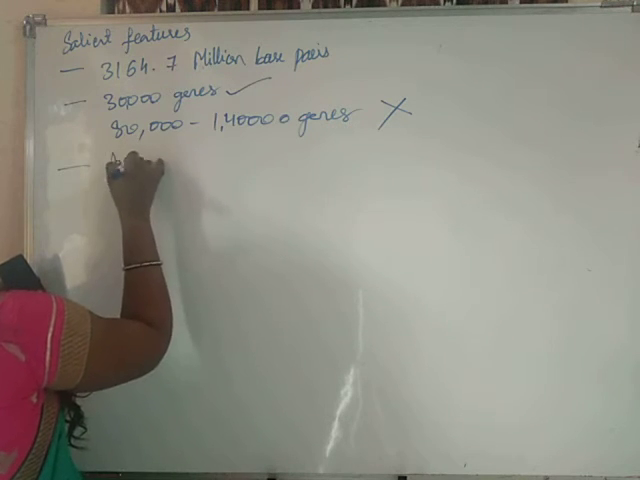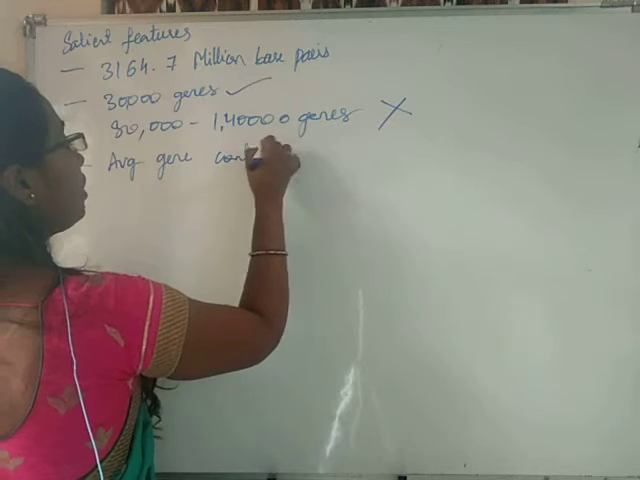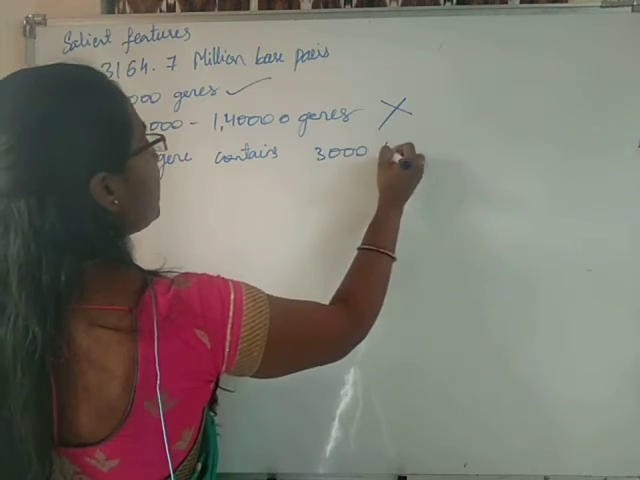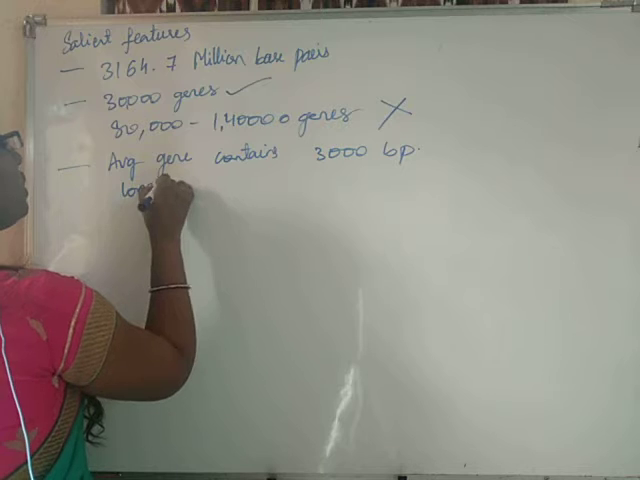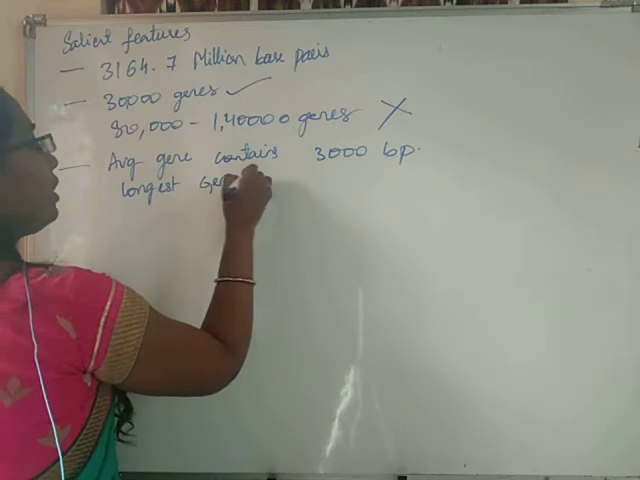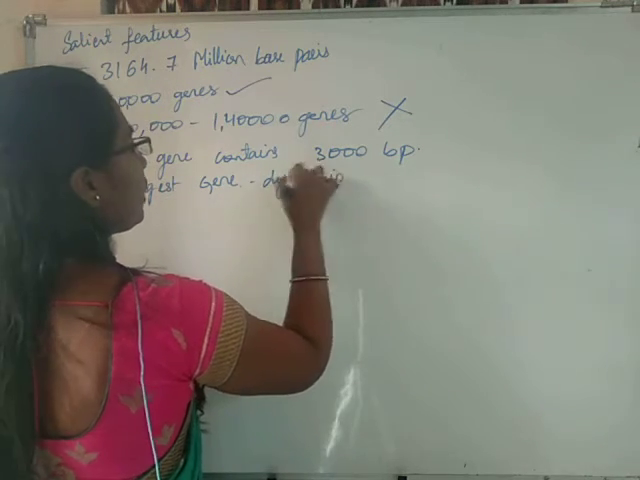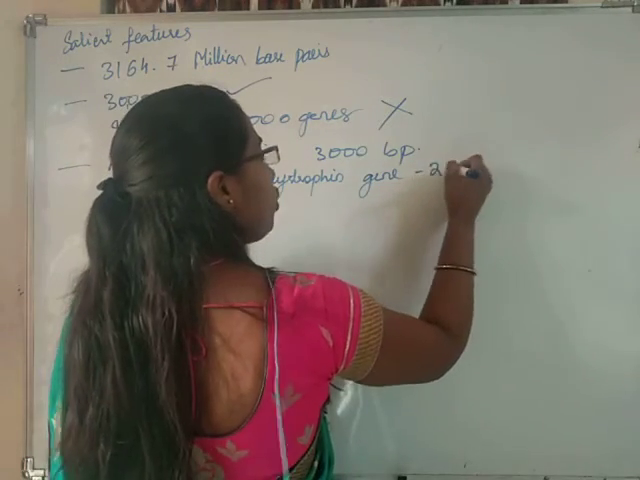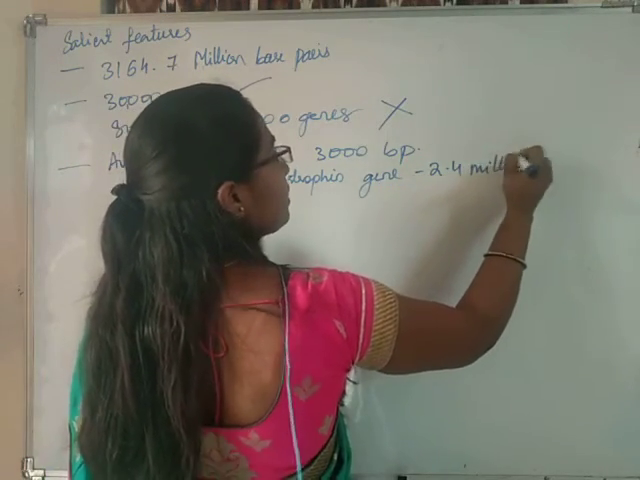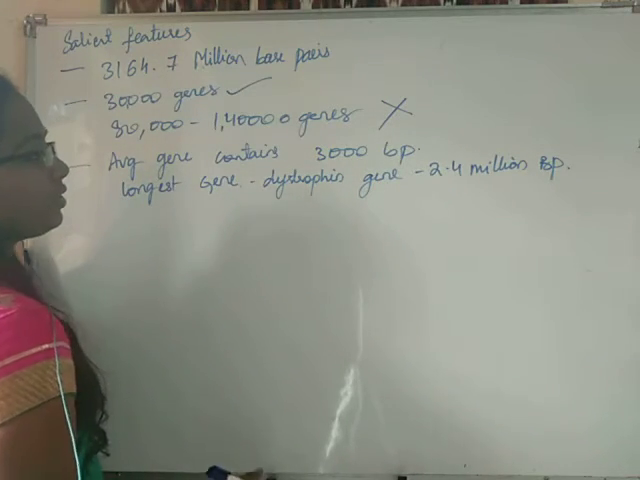An average gene contains 3,000 base pairs. The longest gene is the dystrophin gene, with its 2.4 million base pairs.